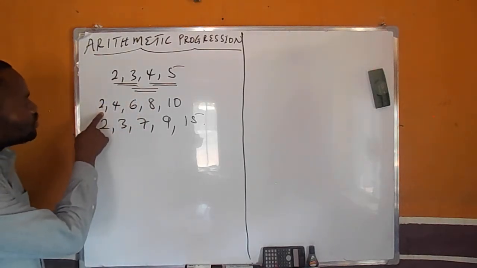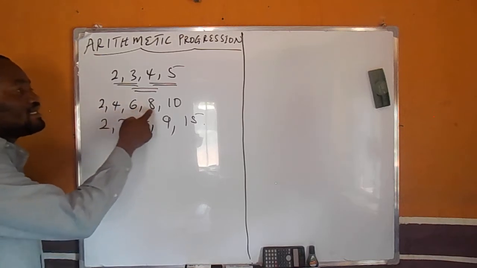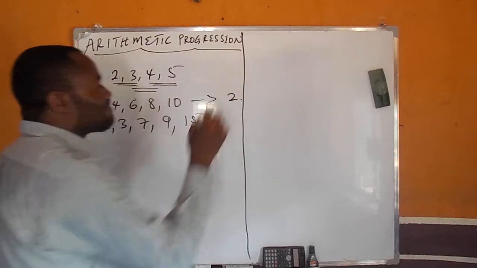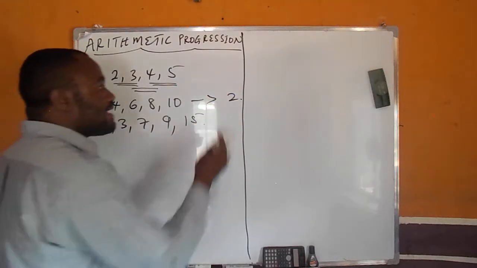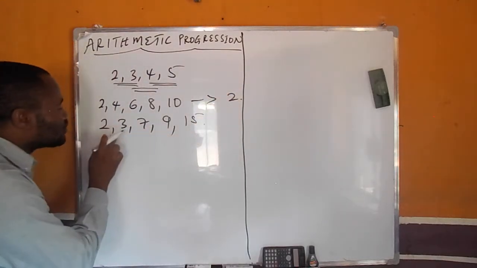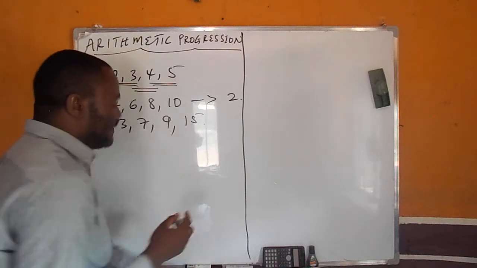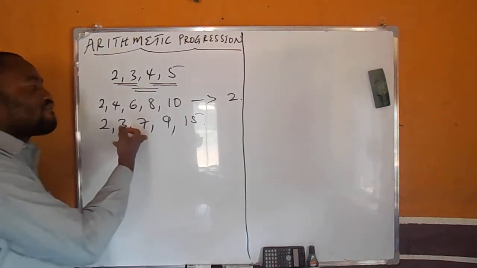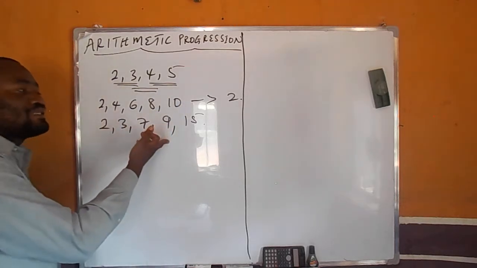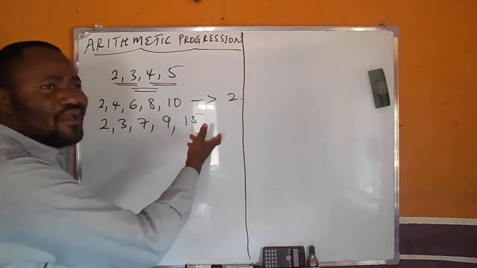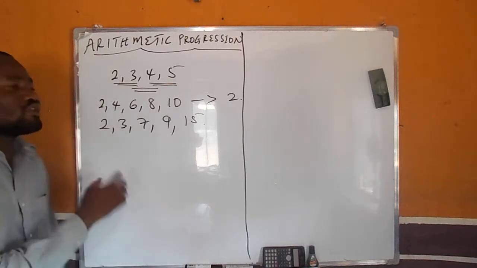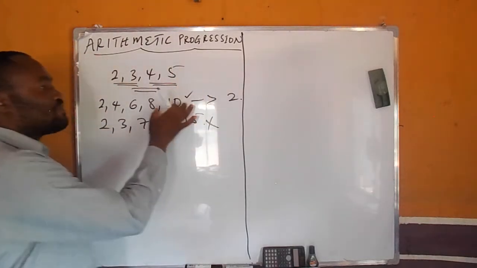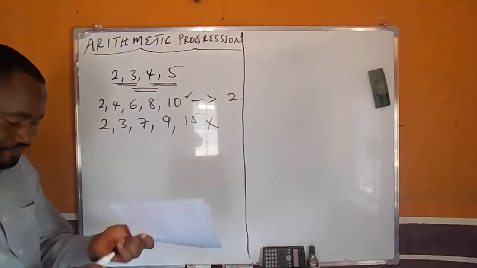When we look at this, 2, 4, 6, 8, 10, this is increasing by what? It's increasing by 2. But if we look at 2, 3, 7, 9, and 15, we cannot actually say what it is increasing by. It increased by 1, then by 4, then by 2, then by 6. So this is not an arithmetic progression. It's only this one we can call an arithmetic progression.